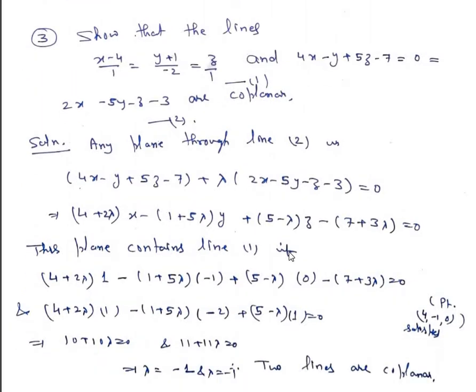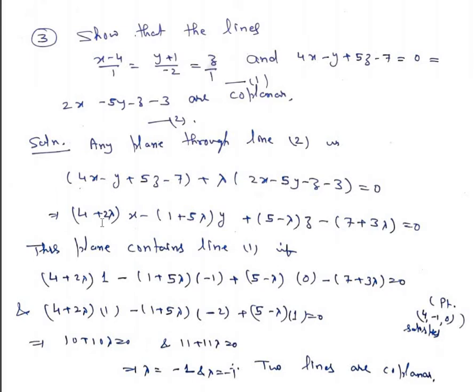The point (4, minus 1, 0) satisfies this equation. So put x is equal to 4, y is equal to minus 1 and z is equal to 0. So we have (4 plus 2 lambda) into 4, minus 1 plus (5 lambda) into minus 1, and plus (5 minus lambda) into 0 minus 7 plus 3 lambda is equal to 0. So from here we will get the condition 10 plus 10 lambda is equal to 0.